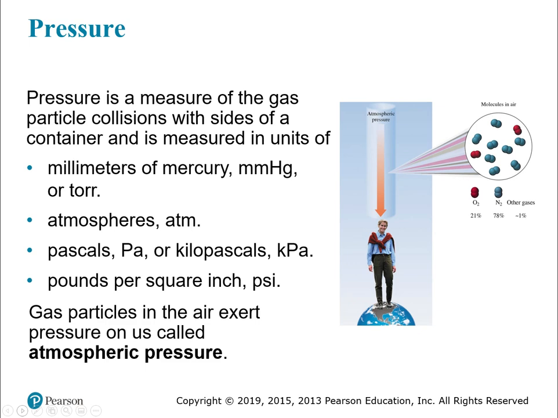Now we'll move on to pressure. Pressure is just a measure of the gas particle's collisions with the sides of its container. There are lots of different units that pressure can be measured in. There's millimeters of mercury, or torr. They're the same thing. There's atmospheres, pascals, PSI, which is pounds per square inch. Lots of different ways that we can talk about pressure. The gas particles in the air exert pressure on us, and that's called atmospheric pressure.